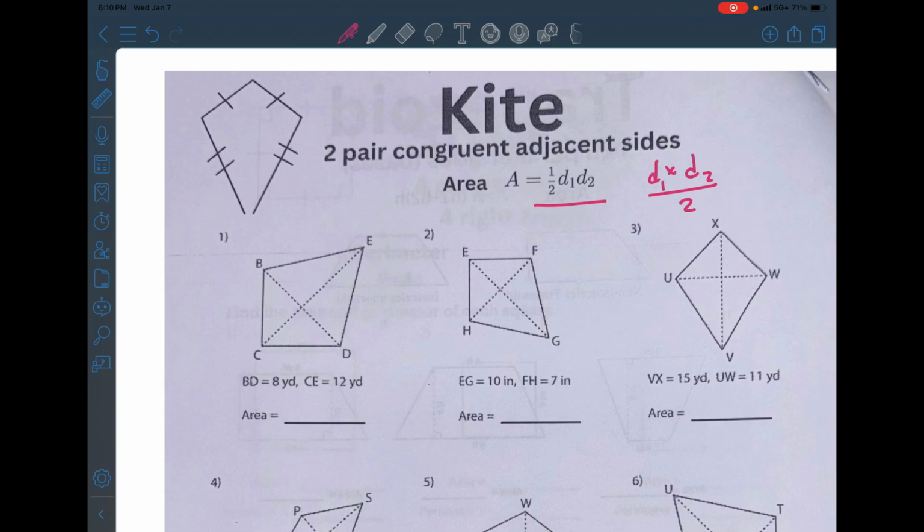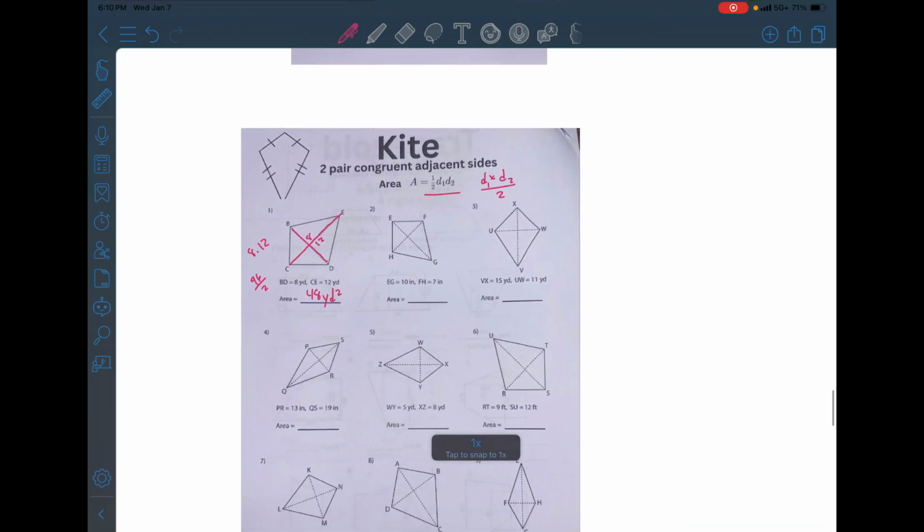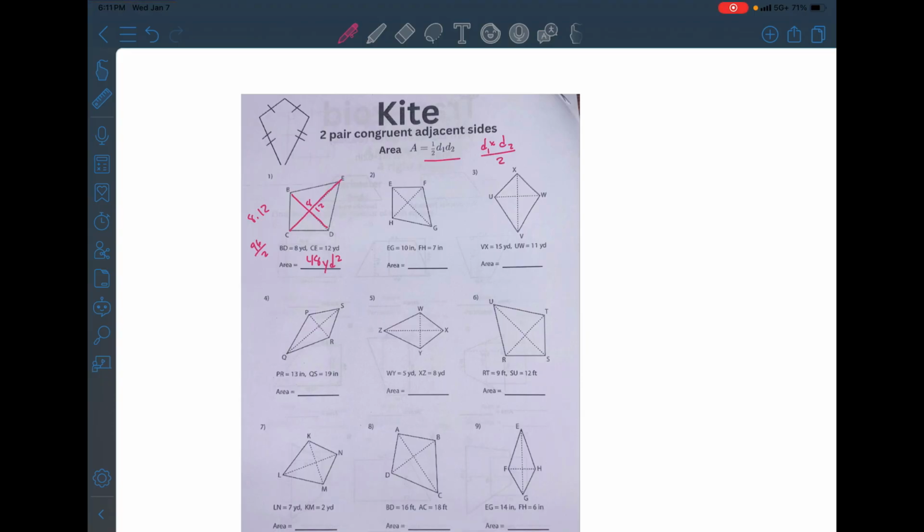So I'm going to take my diagonals. So we have BD here, which is 8, and CE here, which is 12. And I'm going to go 8 times 12, and that gives me 96. And now I'm going to take half of that. And so 96 divided by 2, or 0.5 times 96, is 48 yards squared. And you're going to do that for every one of these. When you finish this worksheet, you will turn them all in before you leave.